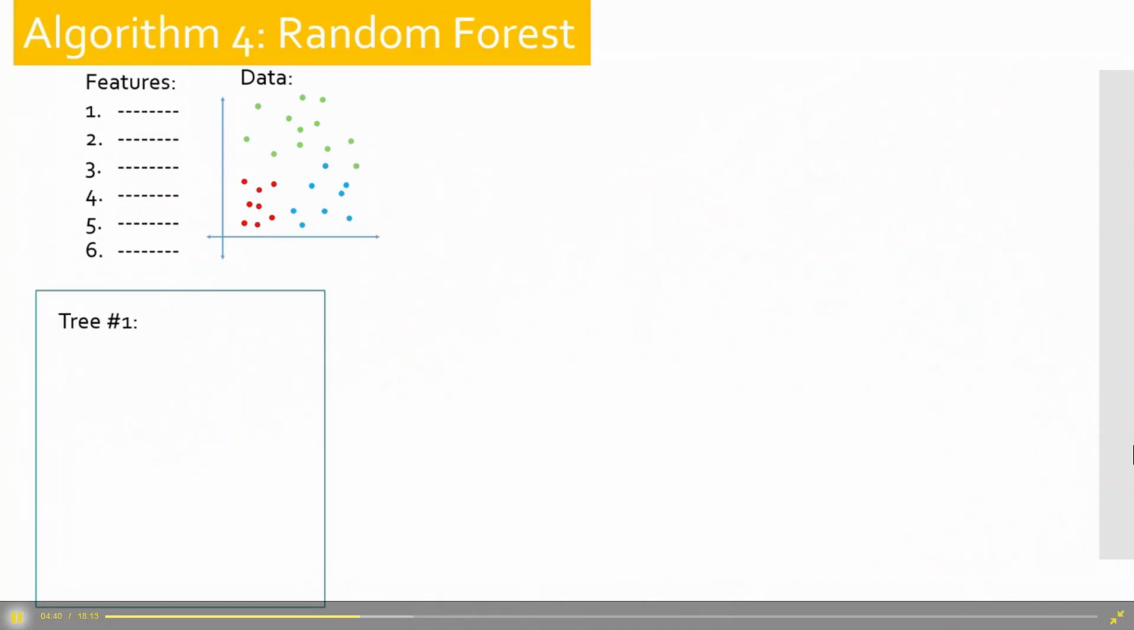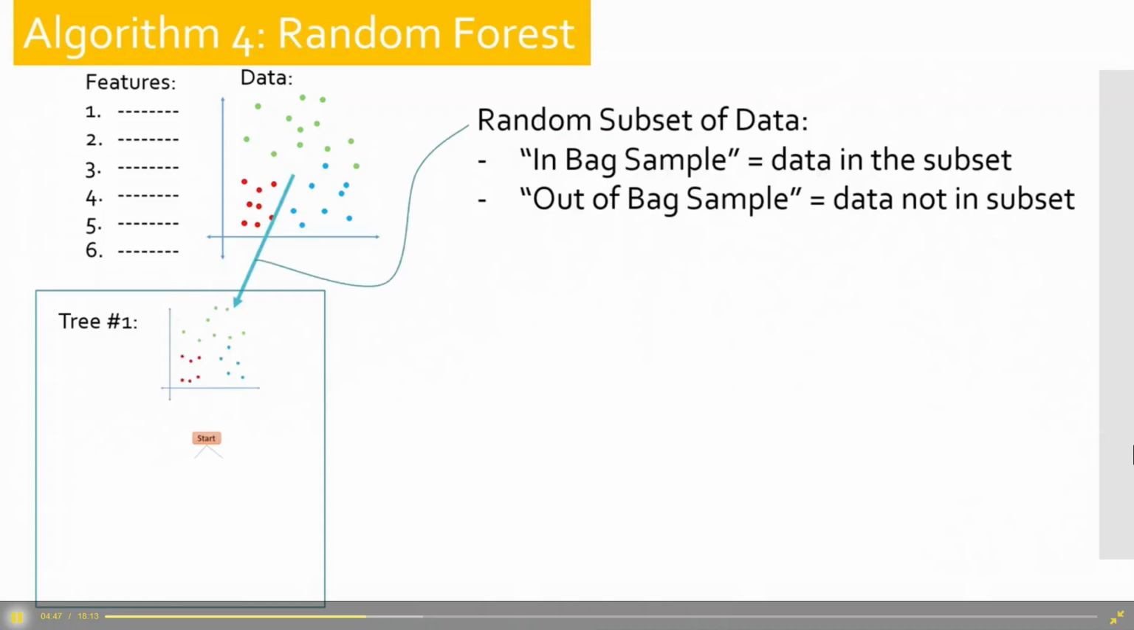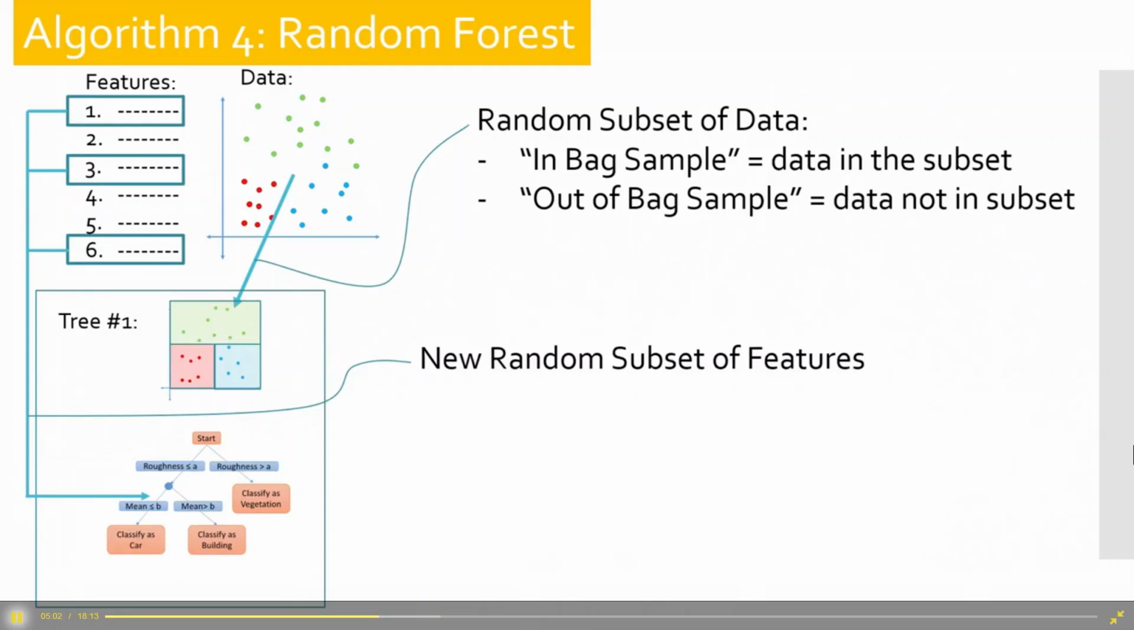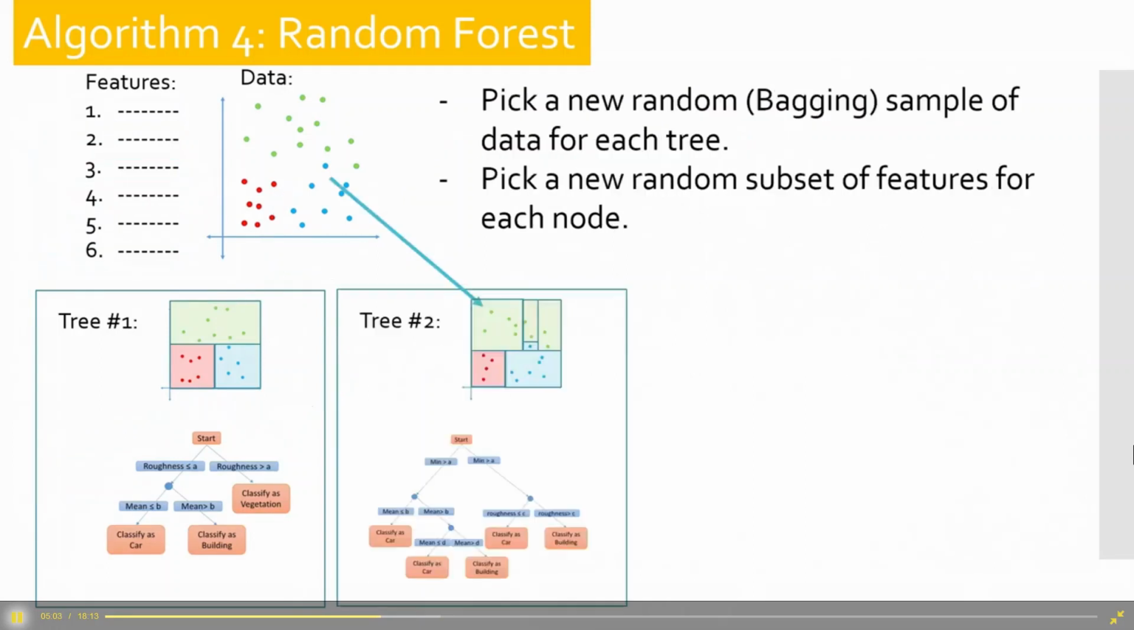So what we're going to do is we're going to do a random forest. So for a random forest, what we're going to do is we're going to take a random subset of our data called the in-bag sample, and the stuff left over is the out-of-bag sample. And then we're going to take a random bunch of our features, and we're going to make a tree, just like we did before. And then because we're going to make more trees, and because they're random, they're all going to be kind of different, have little different splits and different features.